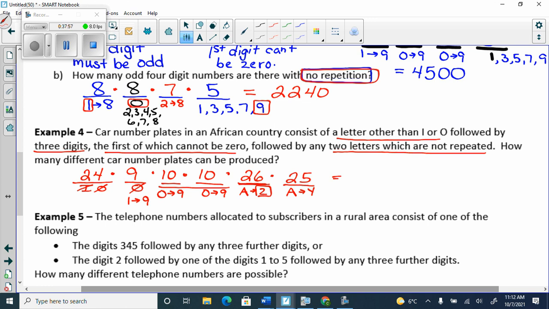So we're going to go 24 times 9 times 10 times 10 times 26 times 25, which is 14,040,000. That's a lot of license plates.